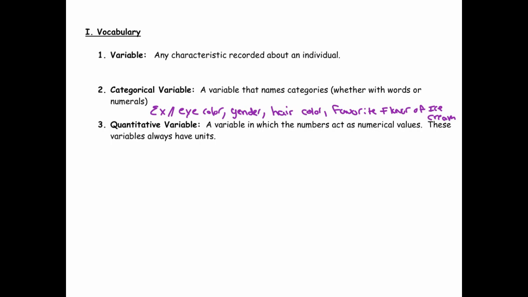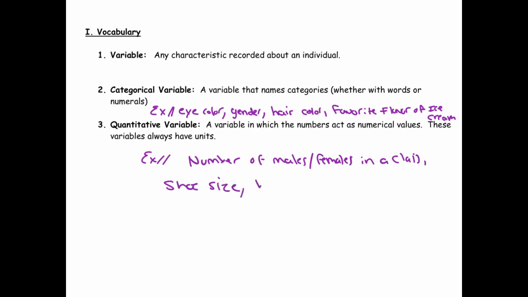On the other hand, quantitative variables are variables in which the numbers act as numerical values, and they always have units. So, for example, a quantitative variable could be number of males or females in a class, it could be shoe size, it could be height, it could be your SAT score. Okay, these are all examples of quantitative variables.